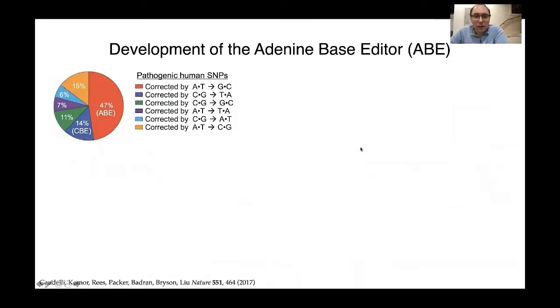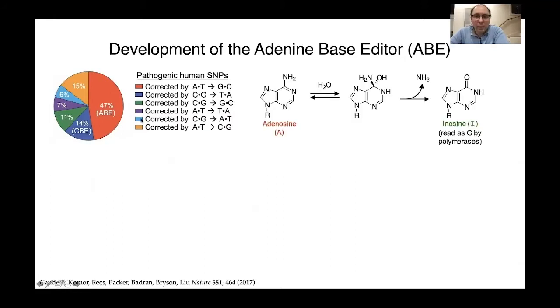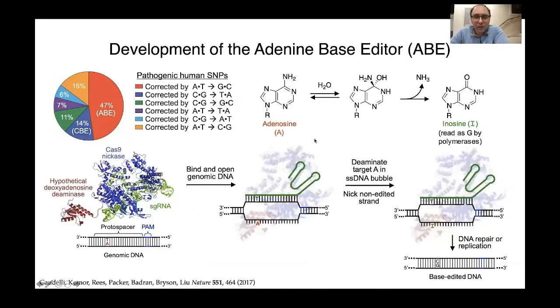Base editors, the A base editor that is, or ABEs, are particularly exciting to me because they can be used to correct nearly half of all single nucleotide variants that cause disease in humans. ABEs work by deaminating adenosine bases, creating inosine, which is read as a G by cellular polymerases. Here's a diagram of the ABE domains in that A base editing process.